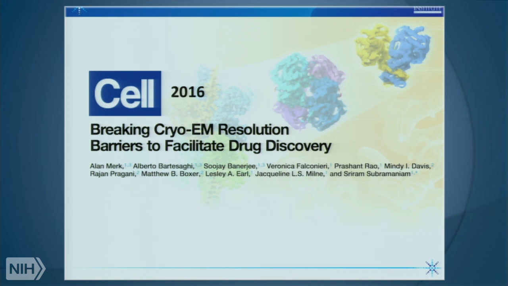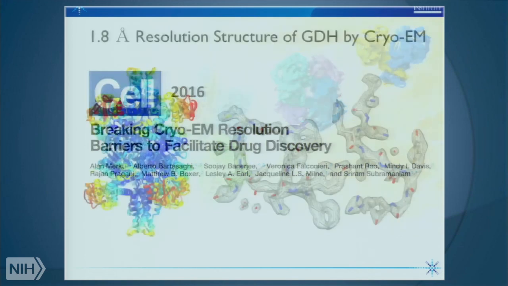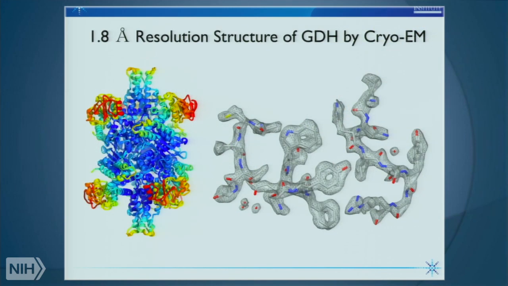The work with dehydrogenases led to this paper in Cell in 2016, where we were able to show that glutamate dehydrogenase could be resolved at very high resolution. And what's interesting here is that in this 330 kilodalton enzyme, we could visualize the core of this enzyme at relatively high resolution despite flexibility on the periphery. This is a feature that many proteins will have, and to date, this is among the highest resolutions, if not the highest resolution structure reported by single particle cryo-EM.